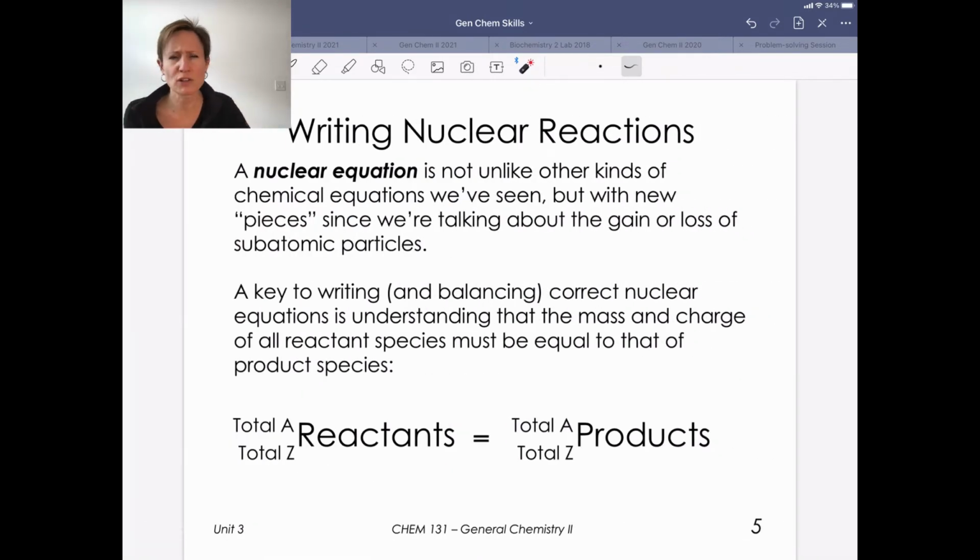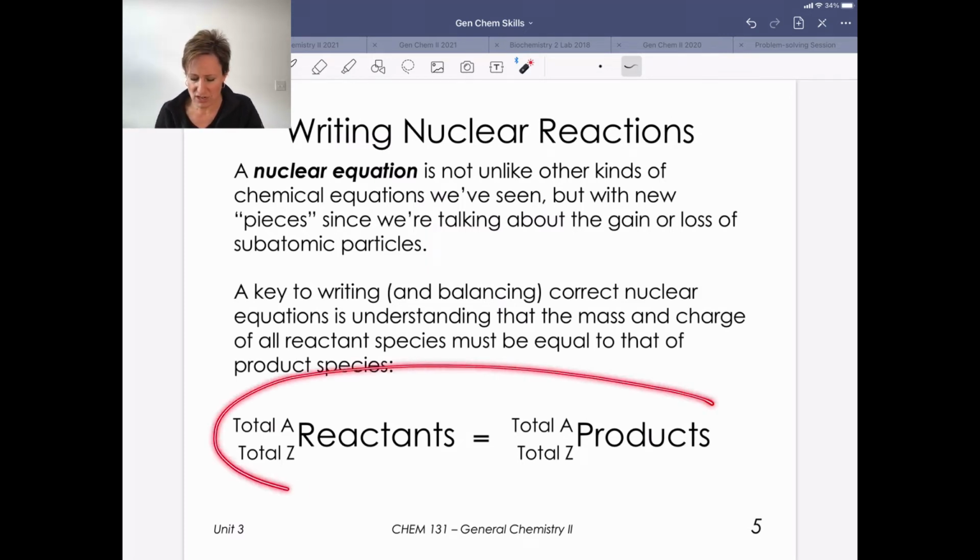All right, so what is a nuclear equation and how do we write them? Well, a nuclear equation is not unlike other kinds of chemical equations that we've seen, but we've got new pieces to think about since we're talking about the gain and loss of subatomic particles rather than, say, the gain or loss of electrons. So a key to writing and balancing these is to understand that the mass and charge of all reactant species must equal the mass and charge of all product species.